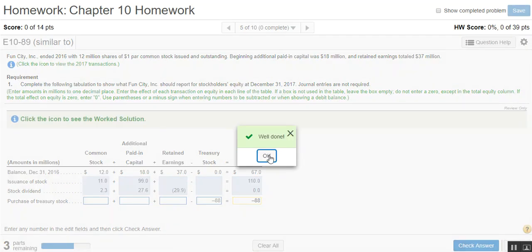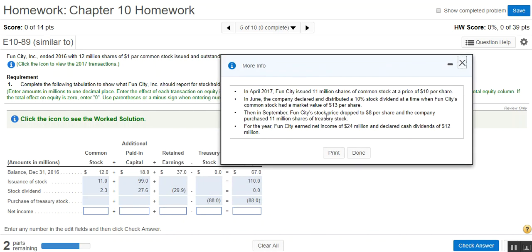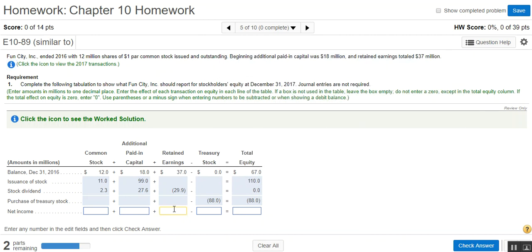Okay, let's do the next one. Okay, it gets pretty easy. We're kind of pushing downhill now because the next line is net income. So we just need to find out what net income is. It says for the year, they earned 24 million. Well, net income is always good news because it increases retained earnings and it increases total stockholders' equity.